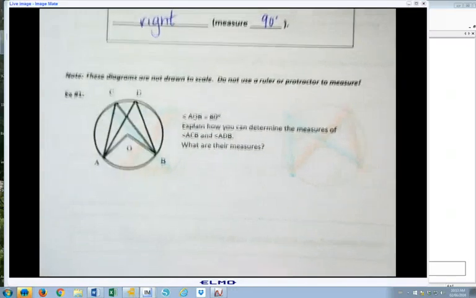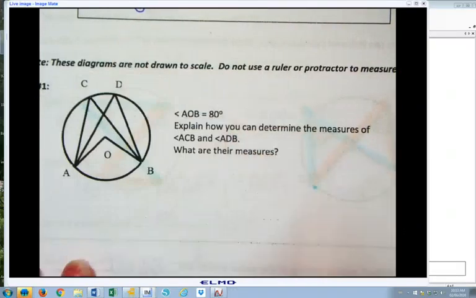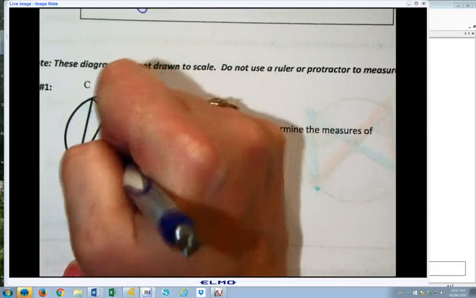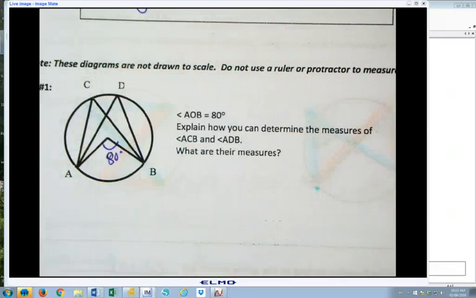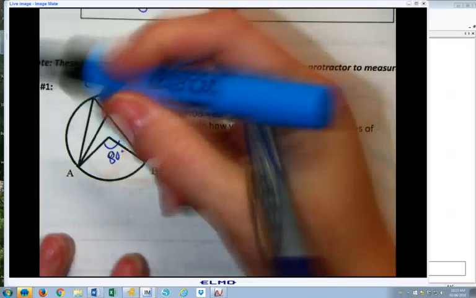So where do you start? Well, start by labeling what we know. What are we given in the question? Where is 80 on this diagram? What kind of angle is it? It's a central angle. How do we know it's a central angle? Because it goes through the center. And how do we know it's the center? Because O is the center unless they tell you otherwise. So anytime you have an O, it's always going to be the center. So this is going to probably have to do with property number 1. Explain how you can determine the measures of A to C to B and A to D to B. So let's do A to C to B first.